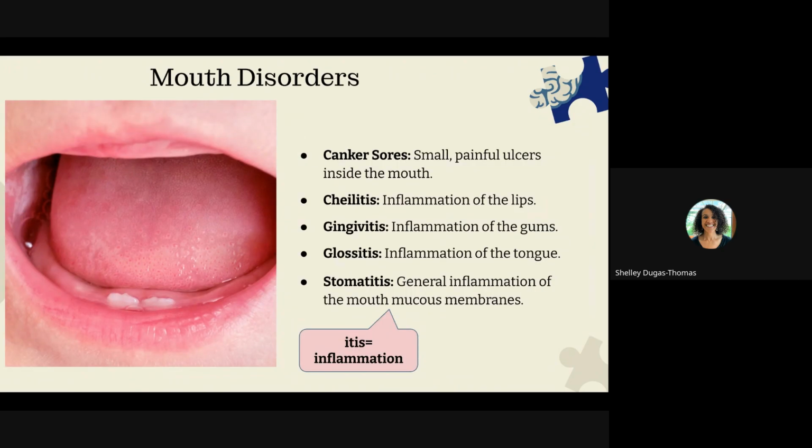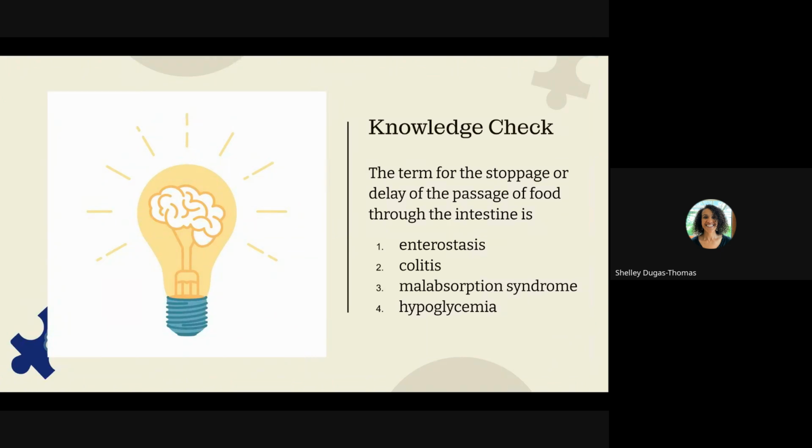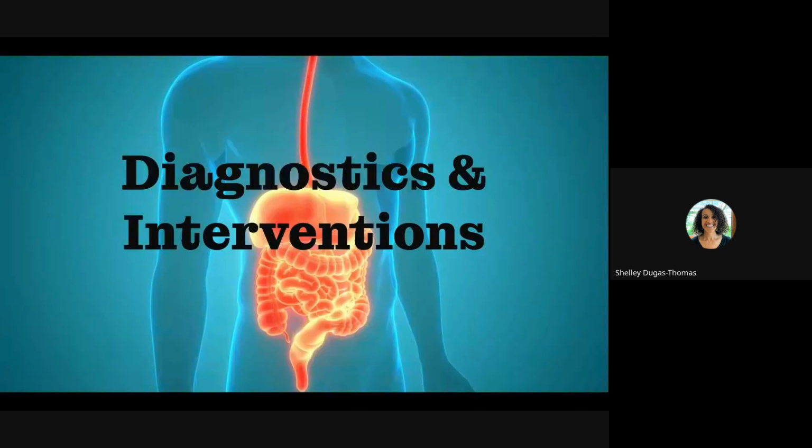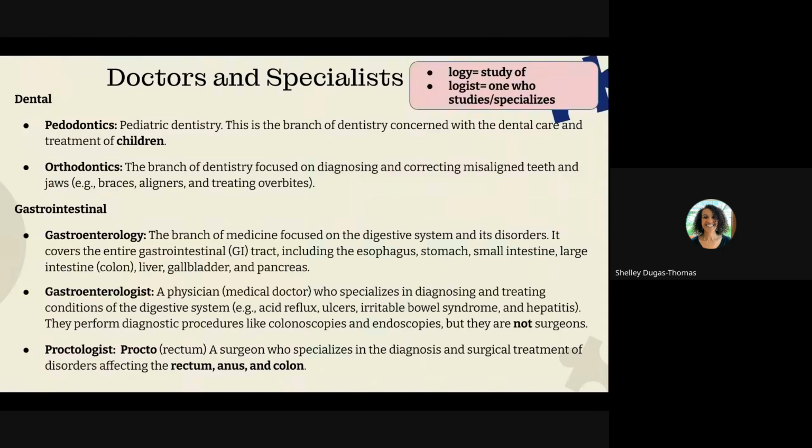When we look at these conditions, we see they all end in itis, which means inflammation. And you can see there's inflammation of the lips, inflammation of the gums, inflammation of the tongue, inflammation of the mouth, mucous membranes, and it all is dictated by that root word. Here's a knowledge check. And now we're going to go into diagnostics and interventions.